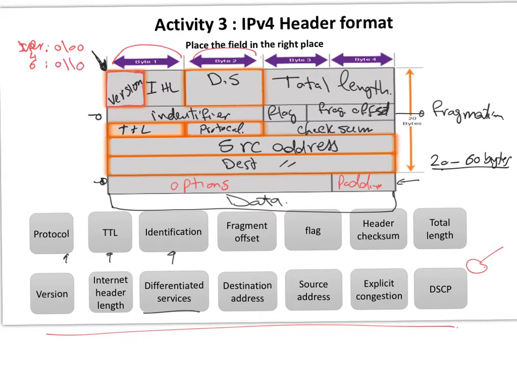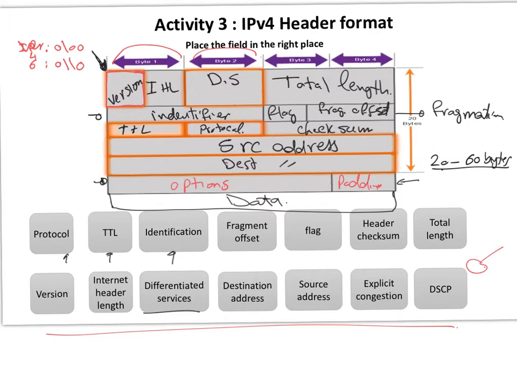0110. Okay, so that's easy. If you see the version contains the value of 4, this means that the header is in IP version 4 format. If the version field is 0110, this means that it's 6, which means that the header format follows the IP version 6 header format.